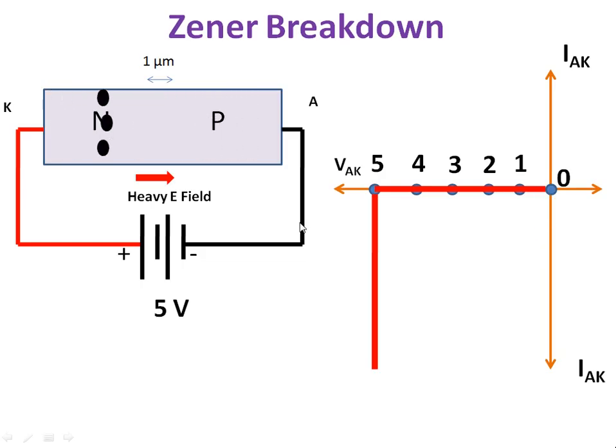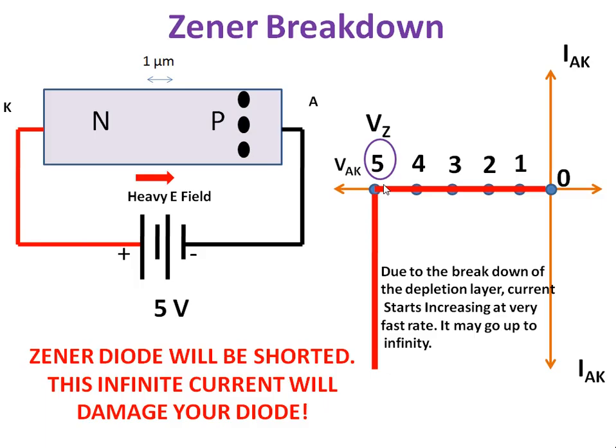So here I am increasing the reverse voltage from 0 to 5, but nothing is happening until the voltage across the diode reaches 5 volt. At 1 volt the current is 0, at 2 volt current is 0, at 3 volt current is 0, at 4 volt current is 0. But the moment the voltage reaches 5 volt, or the breakdown voltage VZ, the current starts increasing from 0 to infinity. So from the graph we came to know that this diode can conduct current in both directions, during forward bias and reverse bias.